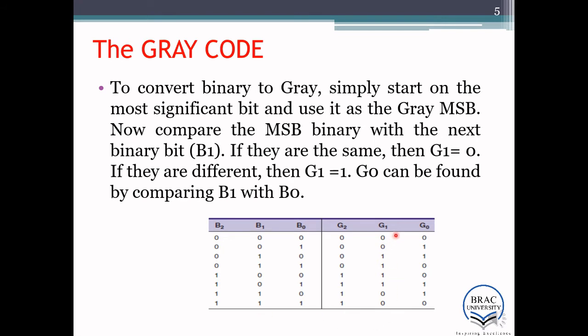How can you get G0? Compare between B1 and B0. If the same, 0, otherwise 1. So 0 0, that means same, 0. 0 1 is different, so 1. 1 0 is different, 1. 1 1 is same, 0. 0 0 same, 0. 0 1 different, 1. 1 0 different, 1. 1 1 same, 0. Now you got the Gray code.